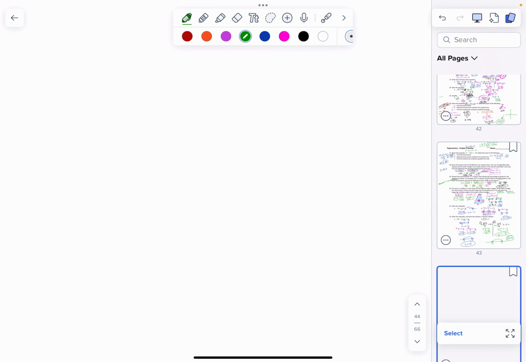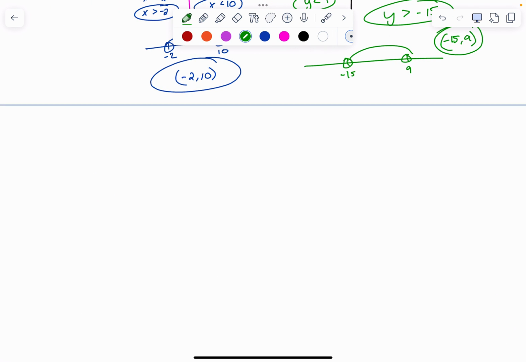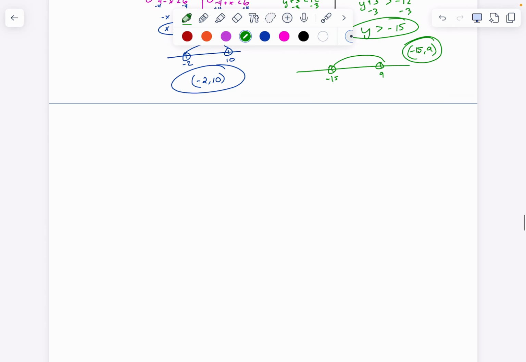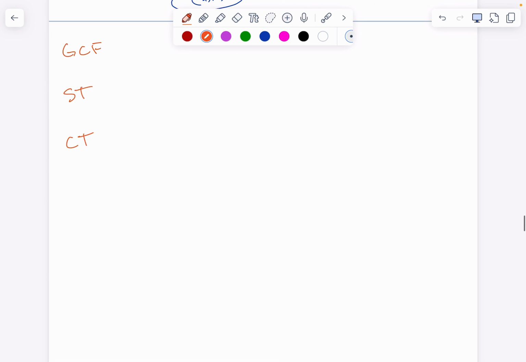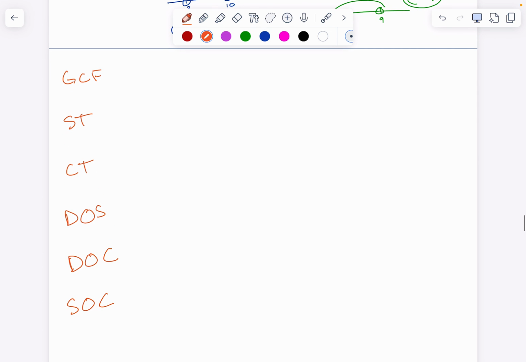Oh, we've got time. Okay, the main thing I want to put on here is our factoring methods, right? So we have GCF, simple trinomial, complex trinomial, difference of squares, difference of cubes, sum of cubes. Do you want me to put an example of all of those on there? Yeah, sure.